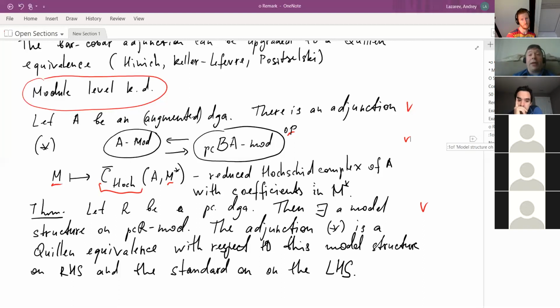So the category of modules over a DGA has a model structure. The homotopy category is the usual derived category. And with respect to this model structure, this is an equivalence. So in particular, we would have an equivalence of the derived categories. And what we have on the right-hand side is sometimes called the derived category of the second kind.